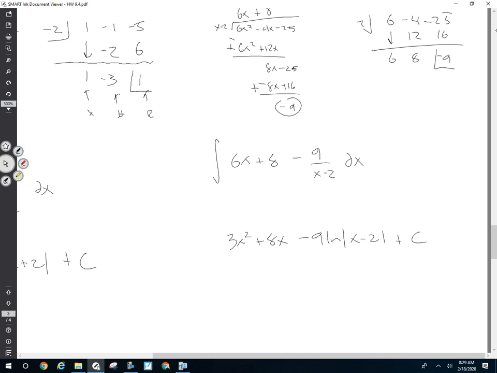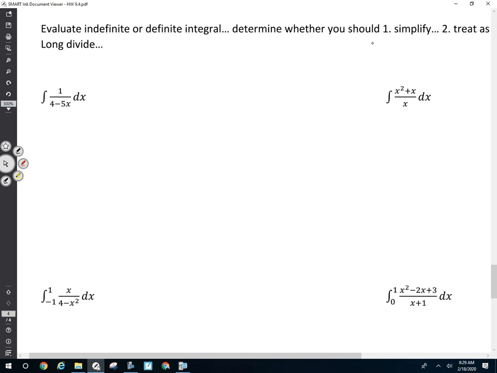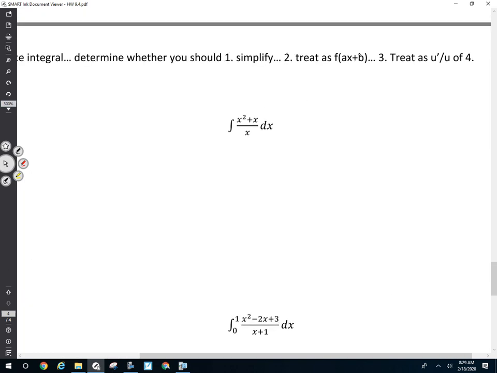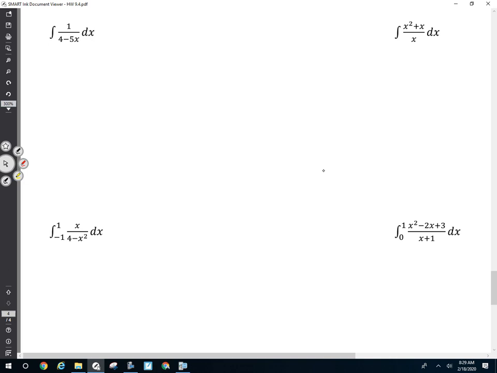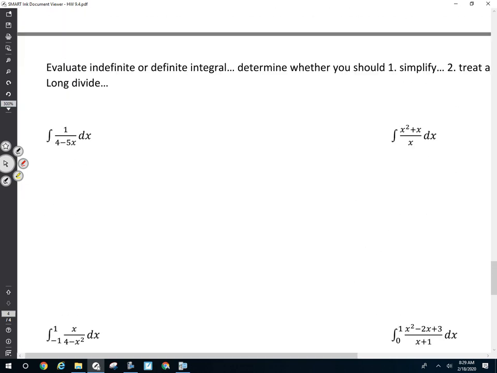Okay? All right, our turn. Evaluate the indefinite or definite integral. Determine whether we should simplify, treat as u prime over u, treat as f of ax plus b, or long divide. Looks like I have 6, so I'm probably going to get one of each, maybe a couple of some others. First one, I could use u substitution. You could say that this is u prime over u, but I'm going to treat it as f of ax plus b, where its antiderivative would be big F of ax plus b times 1 over a. This antiderivative, log absolute 4 minus 5x times negative 1/5.